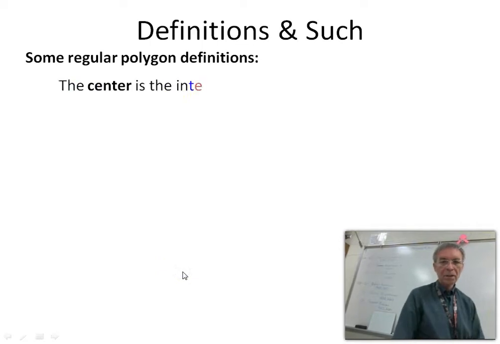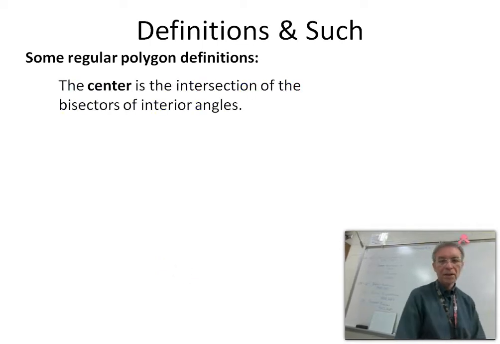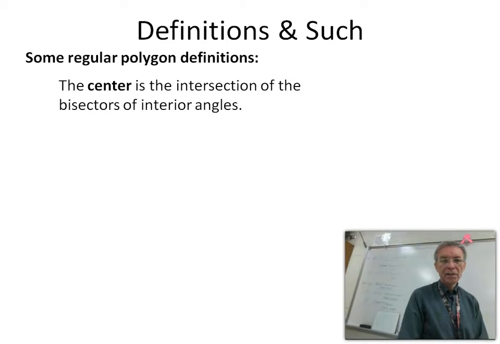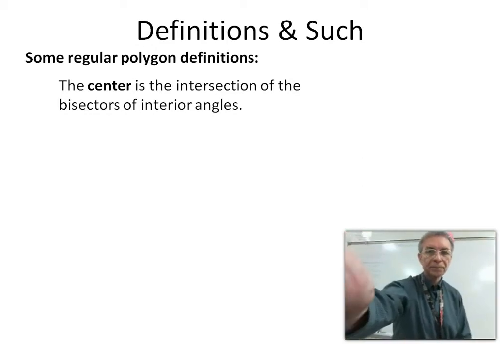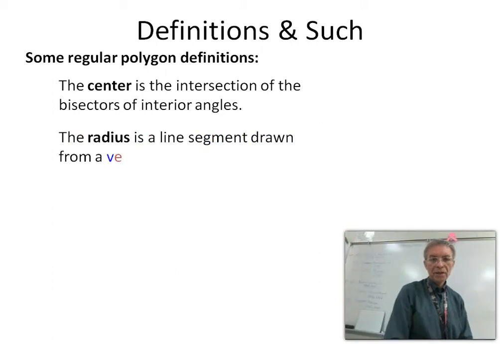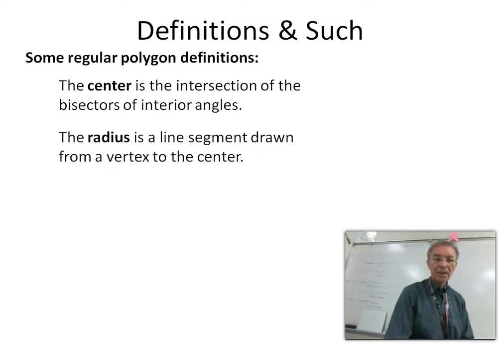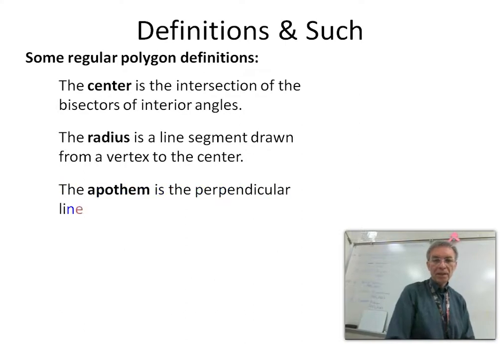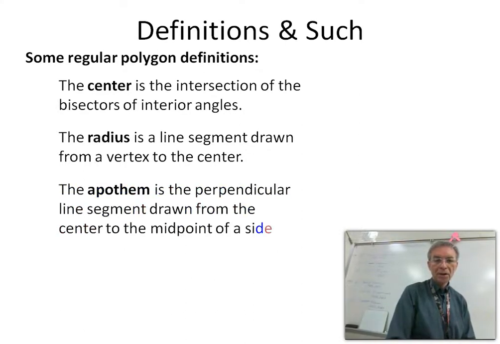It is very important that you get these particular ones down because we're going to be using them all through this unit. Okay, so the first thing is that the center is the intersection of the bisectors of the interior angles of a polygon. The next one is the radius, a line segment that's drawn from a vertex to the center of the polygon. And the apothem is the perpendicular line segment drawn from the center to the midpoint of a side.